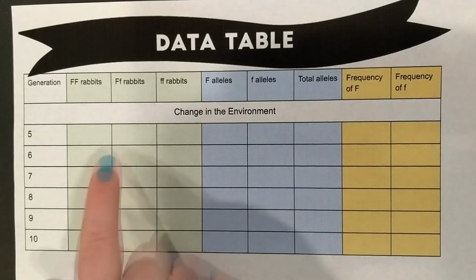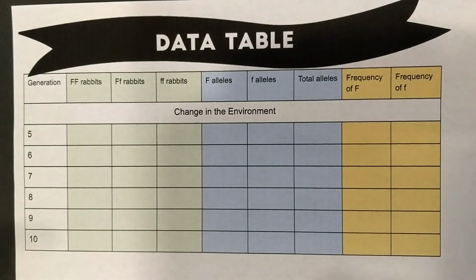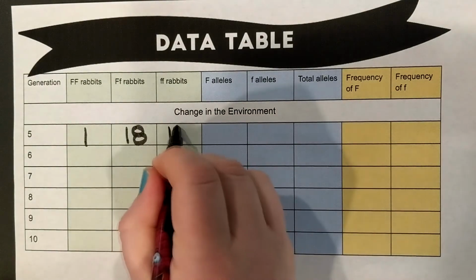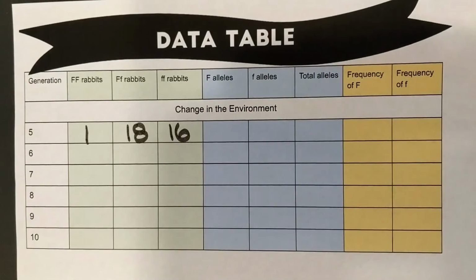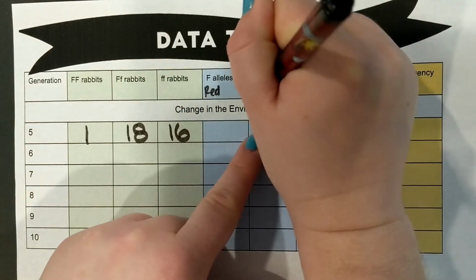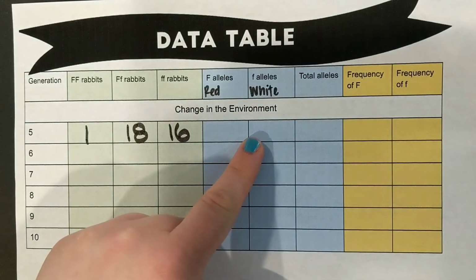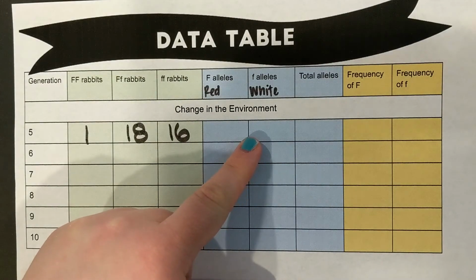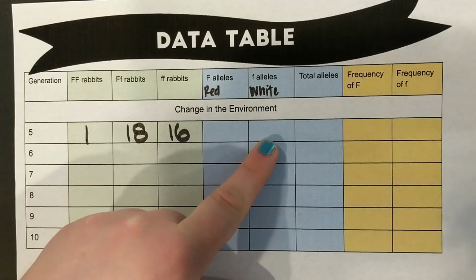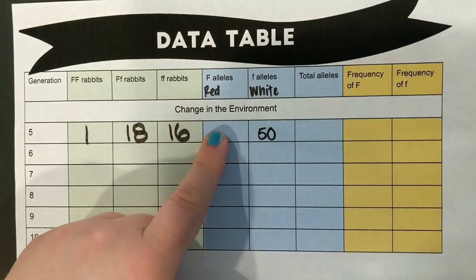So for generation 5, I counted the number of rabbits, so we could do one example. There's one big F rabbit. There were 18 big F, little f. And there were 16 little f. Now, how many red beans are there? And how many white beans are there? Well, you might have to do a little counting, or you can do it using math. That's up to you. But remember what I said about the white beans? We didn't add any white, we didn't take out any white, so that's still 50. But red, we took out a bunch of red because a lot of the bunnies died.